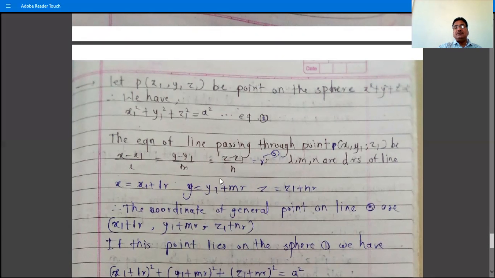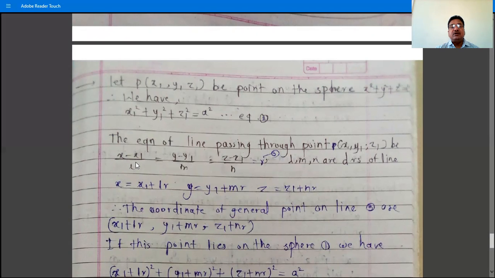Now we will find the locus of this line, that is, we get the equation of the plane. This point lies on the sphere, so now this line becomes a tangent line to the sphere, because this line touches the sphere, or intersects the sphere, in only one point, x1, y1, z1. Now we find the locus of this line: (x minus x1) by l, (y minus y1) by m, (z minus z1) by n.